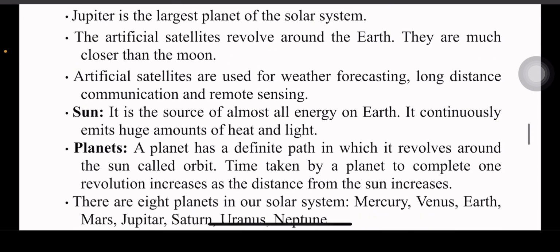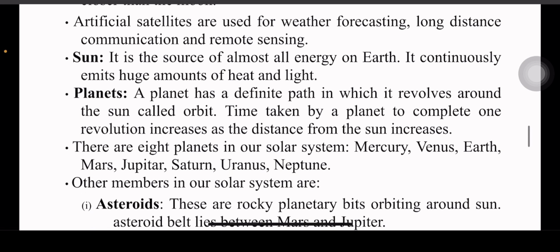Sun. It is a source of almost all energy on Earth. It continuously emits huge amounts of heat and light. Planets. A planet has a definite path in which it revolves around the sun, called an orbit. The time taken by a planet to complete one revolution increases as the distance from the sun increases.